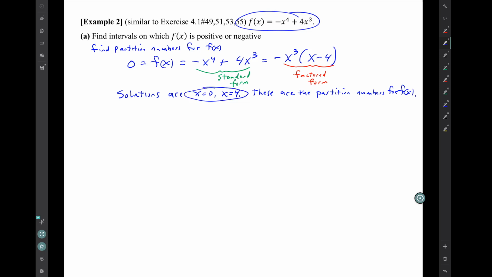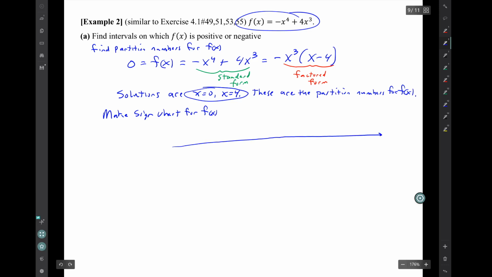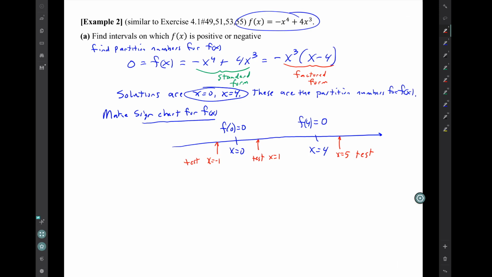So now we make a sign chart for f of x. So there's our number line with our partition numbers put on the number line, and the behavior of f of x at the partition numbers indicated. And there's our title for the sign chart. Now we need our test numbers. And then we find the sign of f at those test numbers using the factored form of f of x.